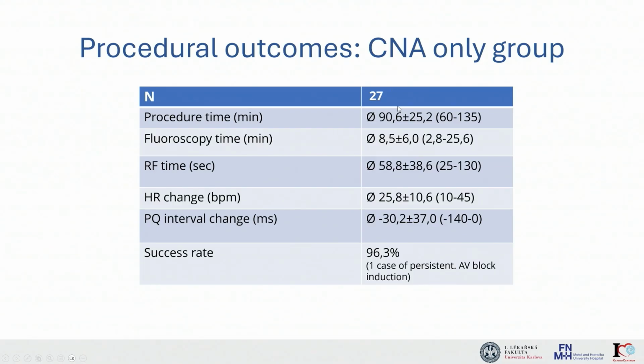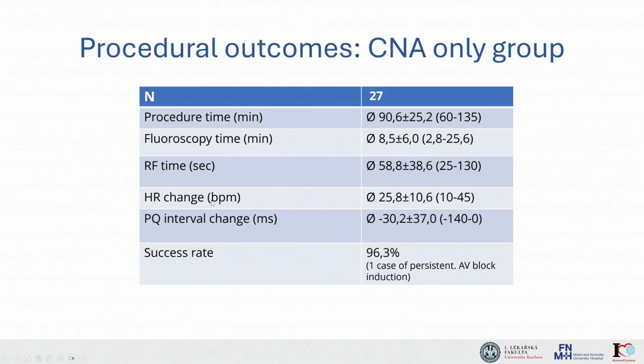So here we have the group only of cardioneuroablation itself, 27 patients. Procedure time was 90 minutes. Fluoroscopy time, we use fluoroscopy mainly for CS catheter introduction into jugular veins. RF time, just less than 1 minute. So this is about 10, 11 RF applications.